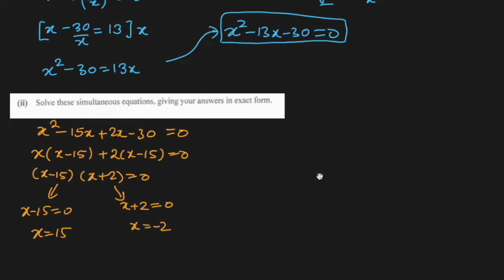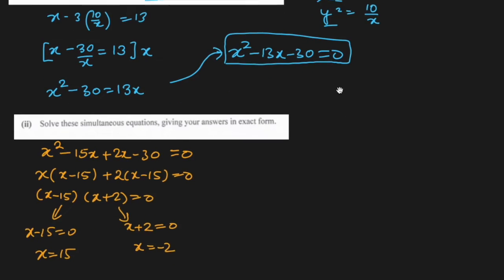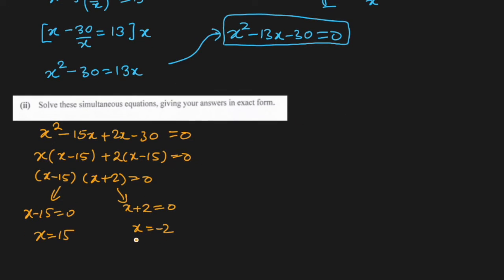However, if we go back to our question, they have not given any condition here, but look at this, log x, right? So if I put log of minus 2, that is not possible, right? Log of a negative number is not possible. So reject this answer. Only this is the answer. So what is your answer? Solve the simultaneous equations giving your answers in exact form. That means we have to write y also.